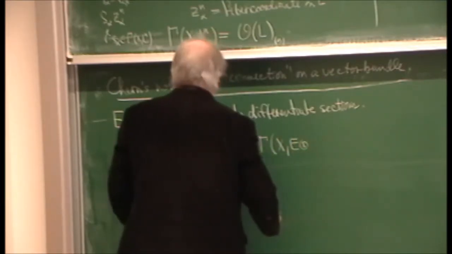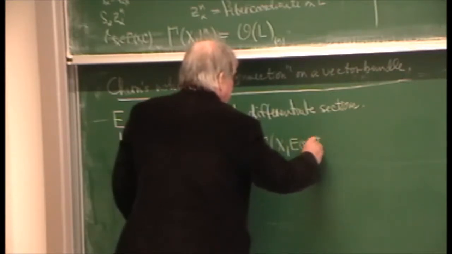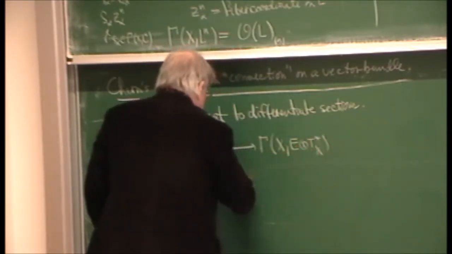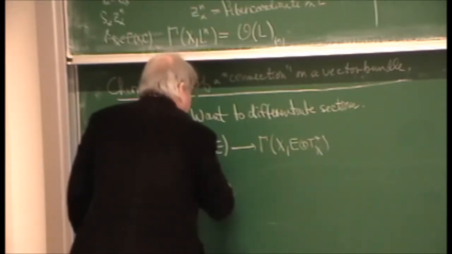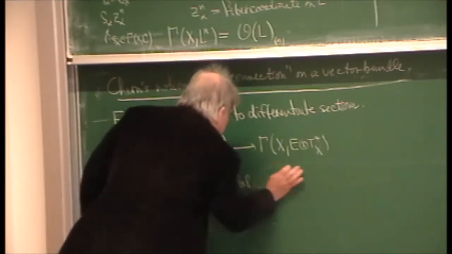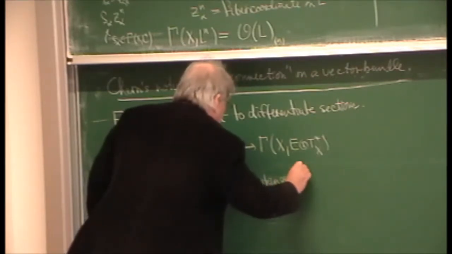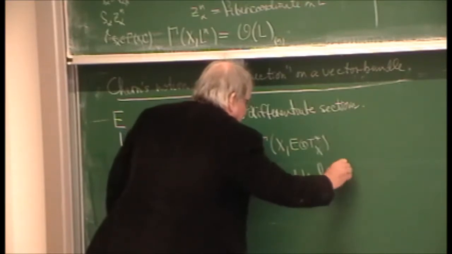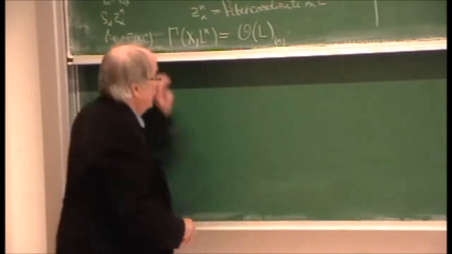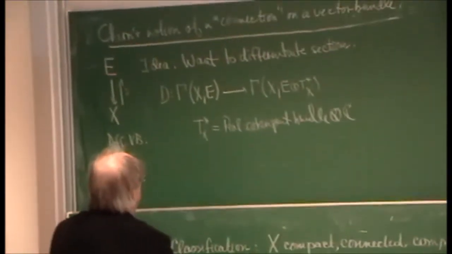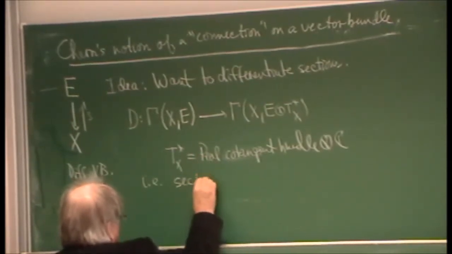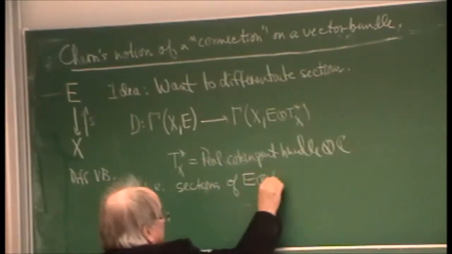Now here, I'm just going to write T star M, and this is the cotangent bundle. I mean here the real cotangent bundle, but thought of as a complex vector bundle, a cotangent bundle. And what I mean is tensor with C, so that we can talk about this over the complex. This simply means that sections of these things are of the form E tensor this thing.